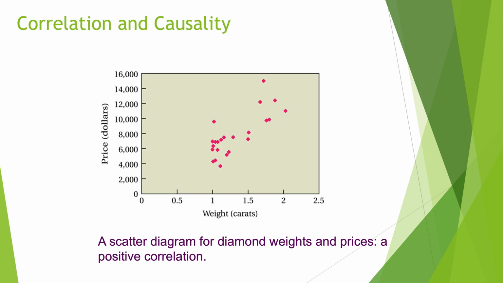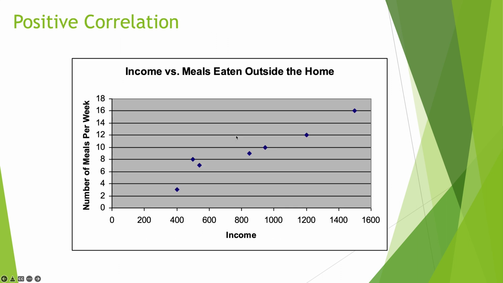Okay. Correlation and causality, a scatter diagram for diamond weights and prices. A positive correlation. So generally speaking, the higher the weight of the diamond, the more you pay for it. But it's not the only thing. There's also cut and clarity. So it's not the only factor, but generally speaking, as the weight goes up, you tend to spend more. So there is a positive correlation there.